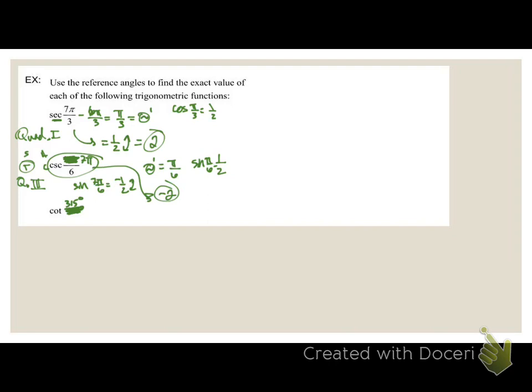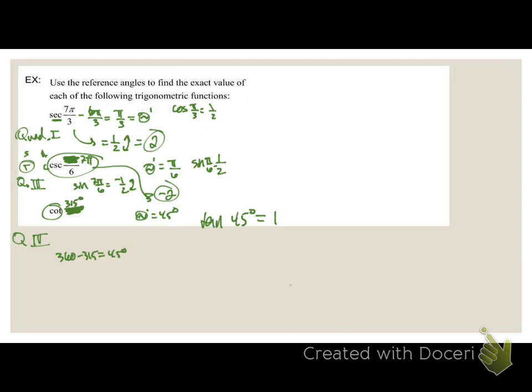Okay, cotangent of 315. Well, 315 puts us in quadrant 4, which means that, unless it's a coterminal angle, which it's not, it's less than 360 already, I want to take 360 minus my angle to find my reference angle, which is going to be 45 degrees. So theta prime is 45 degrees. And at 45 degrees, we've got cotangent. Tangent of 45 degrees, because I need the reciprocal of tangent for cotangent, is 1.